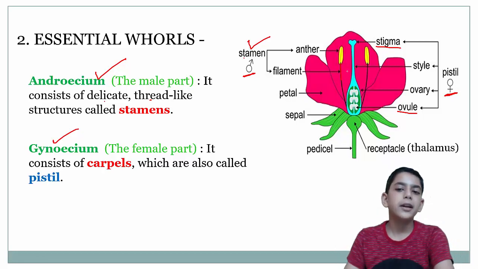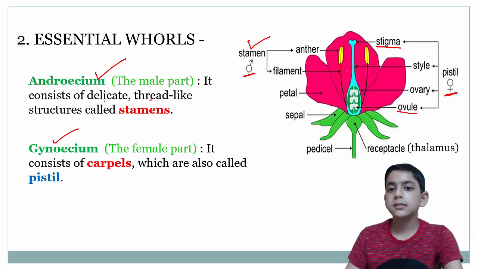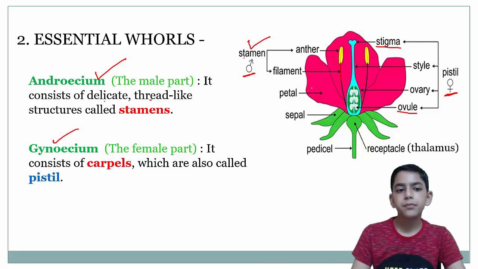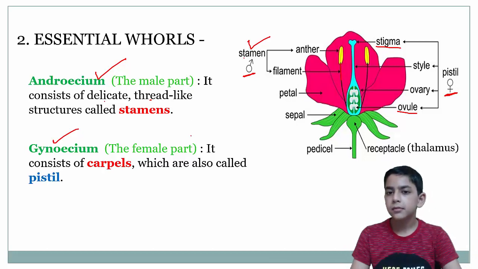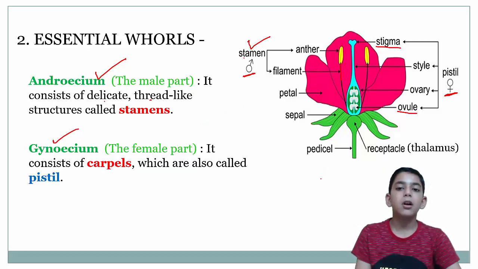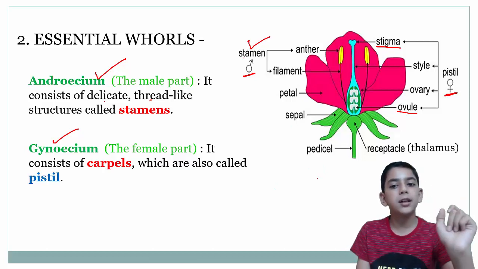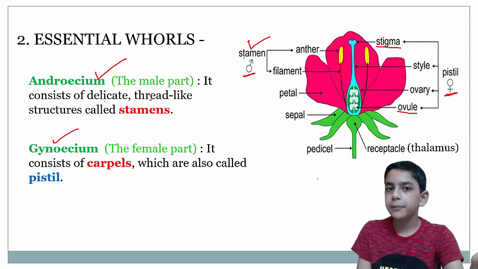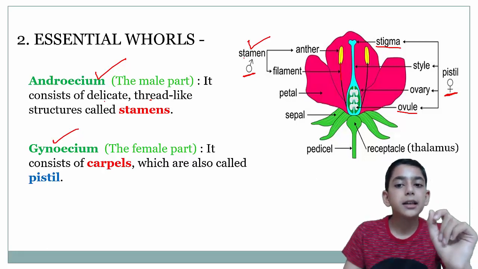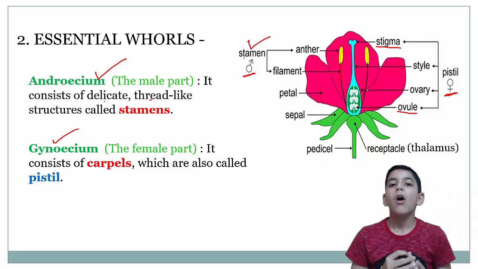But what if a flower does not have the androecium or the gynoecium? If it contains all the four whorls, then it is called a complete flower. But if at least one whorl is missing, then it is called incomplete. If it contains all the four whorls, it can also be called a complete flower or a typical flower.